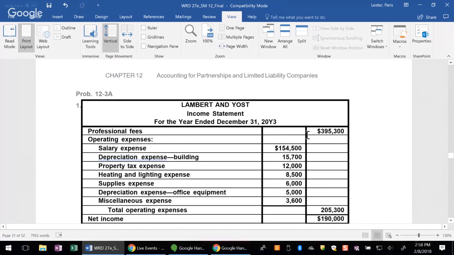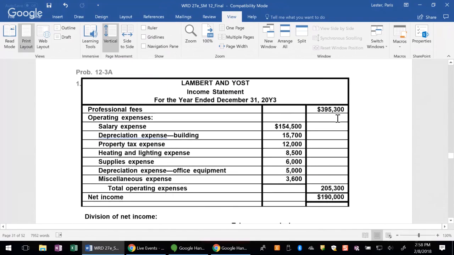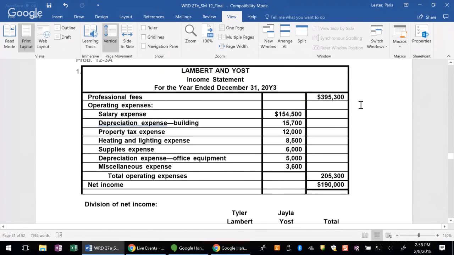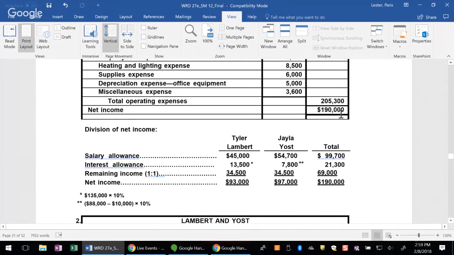Now, problem 3 is one I took up in class. We had to do an income statement, which starts off with professional fees and all your expenses. That gives you net income of 190,000. Now, that 190,000, we got to split between Lambert and Yost. Salary goes to Lambert of 45 and Yost of 54.7. And we give them interest of 13.5 and 78, and the remainder equally.